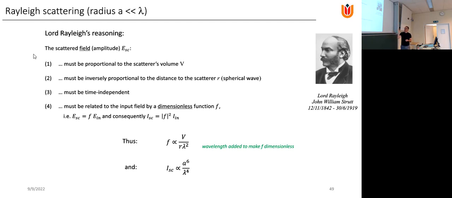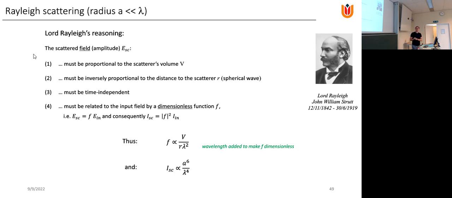Which I think is really admirable. So he just reasoned how this scattering should behave, and then later found the equations and the mathematics around it. So just by observation, he found that the scattered field amplitude, so he could observe intensity, of course, but he knew about the relation of electric field and intensity, must be proportional to the volume of the scatterer, just by experiment.